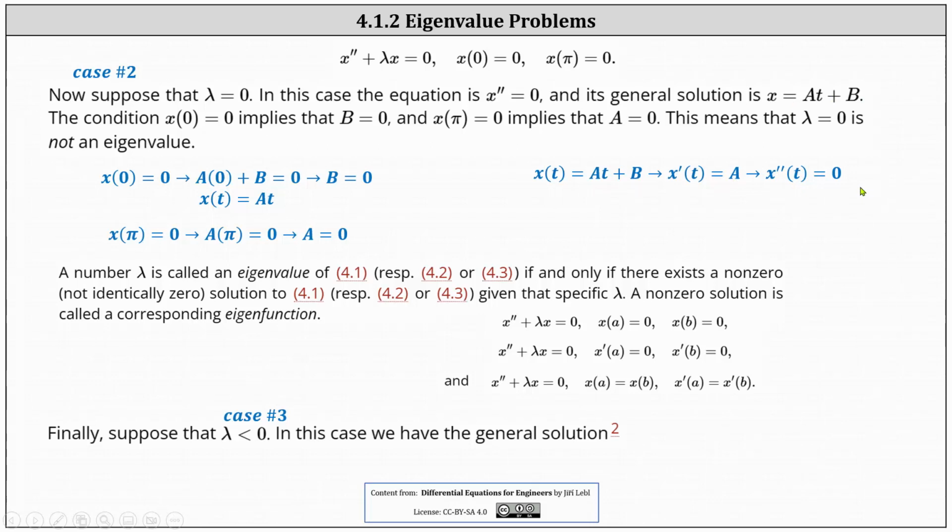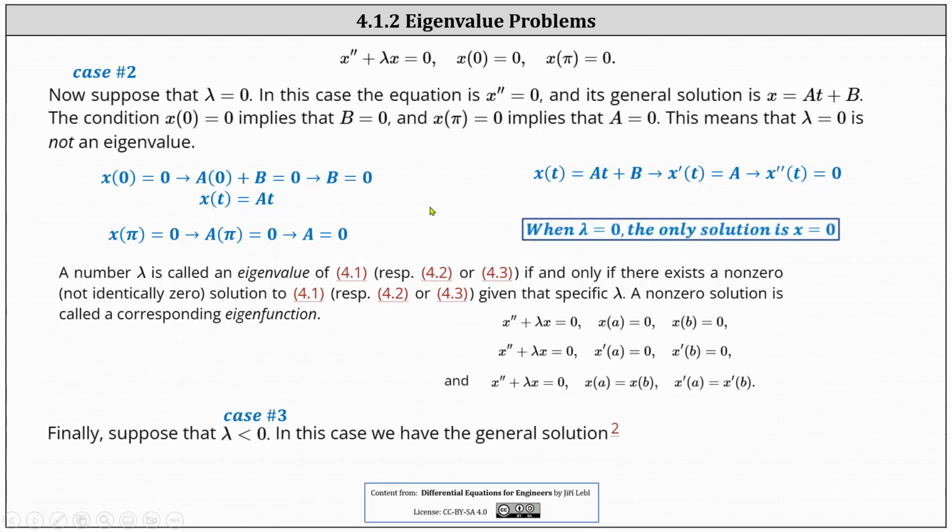And now we consider our conditions. First we have x of 0 equals 0. If x of 0 equals 0, then a times 0 plus b must equal 0, and therefore b is equal to 0. Now we know x of t equals at, and if x of pi equals 0, then a times pi must equal 0, indicating a must also equal 0. This means that lambda equals 0 is not an eigenvalue.